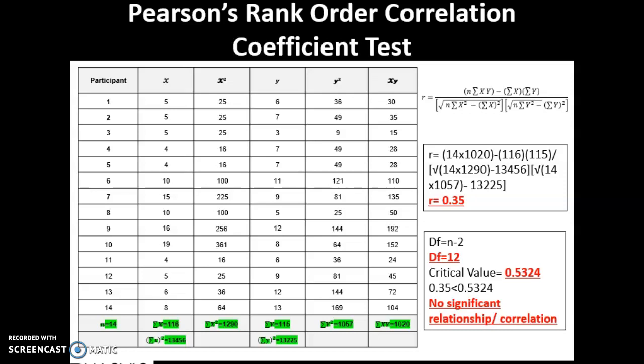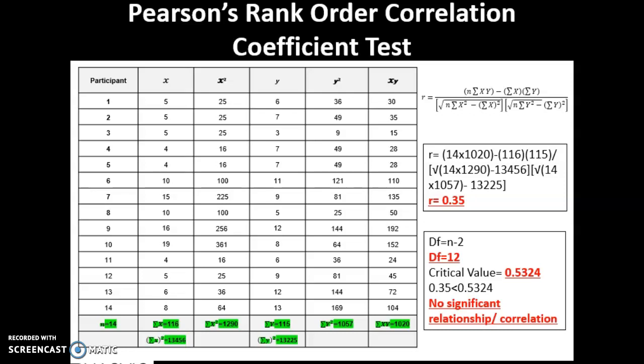You must then take the x values and find the sum of this, which was 116, and then find the square of this number, which is 13,456. You must then repeat this for the y values, which gives 115 for the sum of the values and 13,225 for the squared value. You must then square each of the x values and then find the sum of the numbers, and then do this for the y values as well. Finally, you must take each participant's x and y values and times them together, and then find the sum of these numbers. You now have all the values needed for the formula.